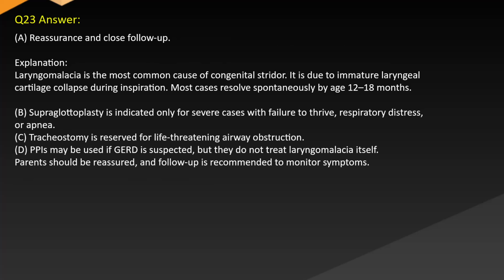Explanation: Laryngomalacia is the most common cause of congenital stridor. It is due to immature laryngeal cartilage collapsing during inspiration. Most cases resolve spontaneously by age 12 to 18 months. B. Supraglottoplasty is indicated only for severe cases with failure to thrive, respiratory distress, or apnea. C. Tracheostomy is reserved for life-threatening airway obstruction. D. PPIs may be used if GERD is suspected, but they do not treat laryngomalacia itself. Parents should be reassured, and follow-up is recommended to monitor symptoms.